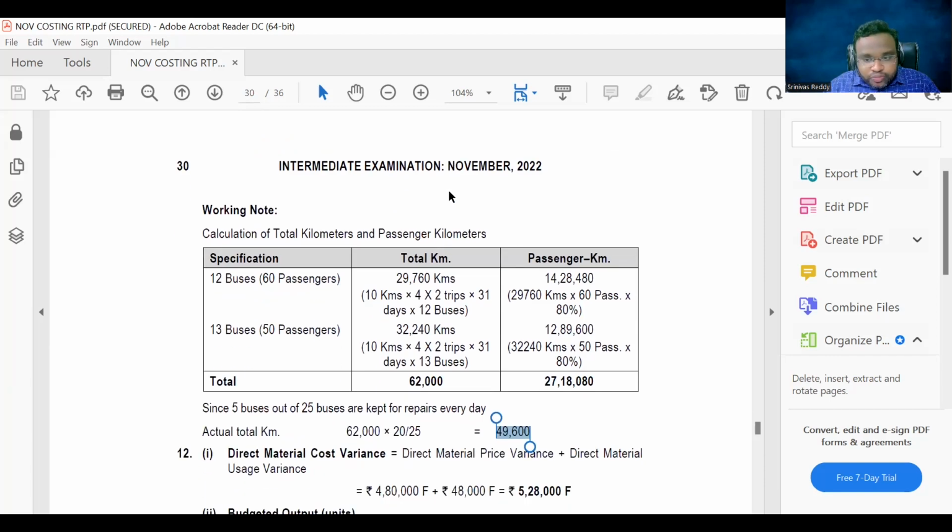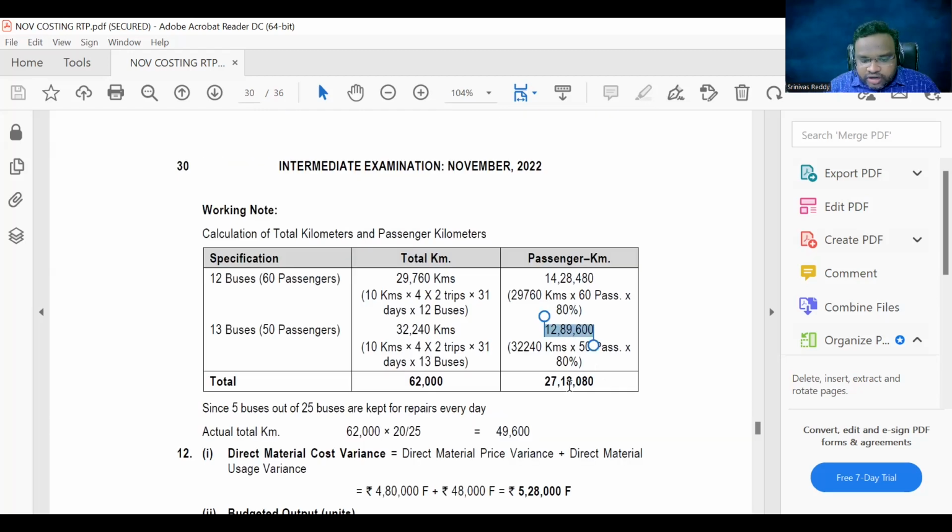Now, when it comes to passenger kilometers, so total 29,760 kilometers into how many passengers? 60 passengers. And it is only 80% occupancy. So you'll get 27 lakh. So 14 lakh 28,000 for 12 buses. 12 lakh 89,600 for 13 buses.